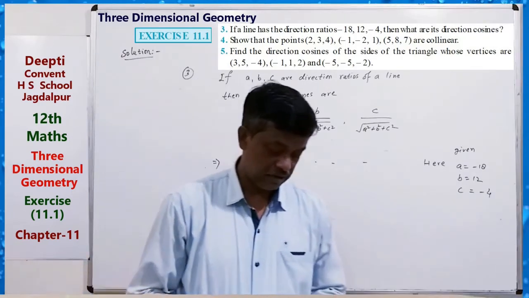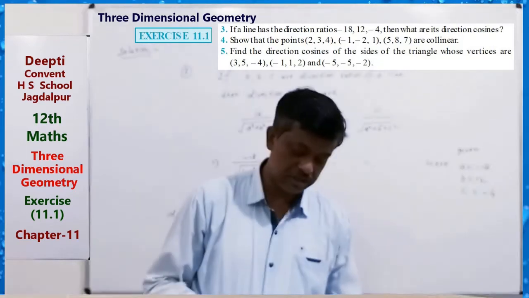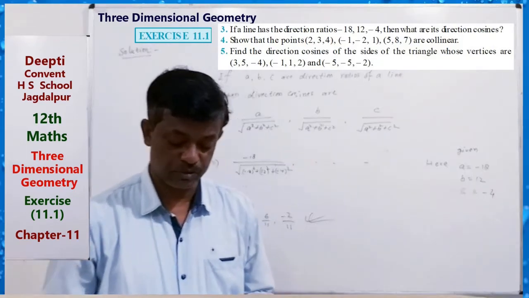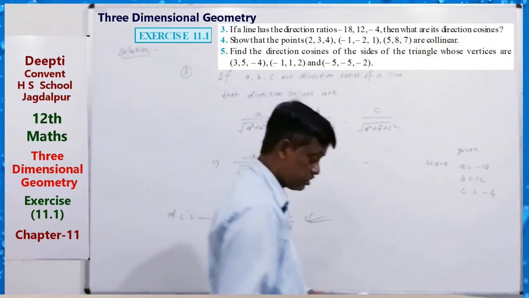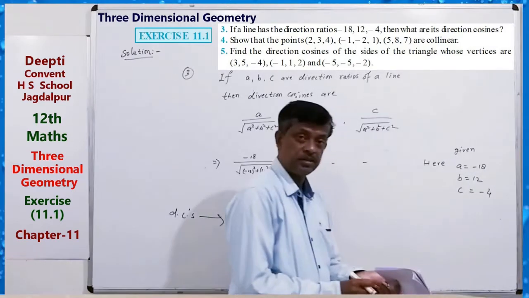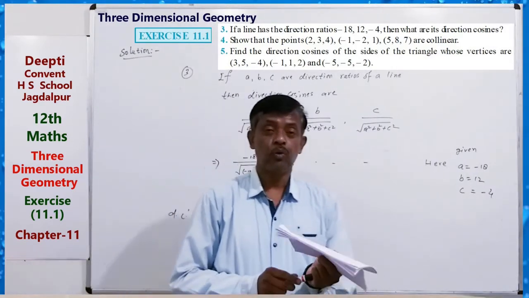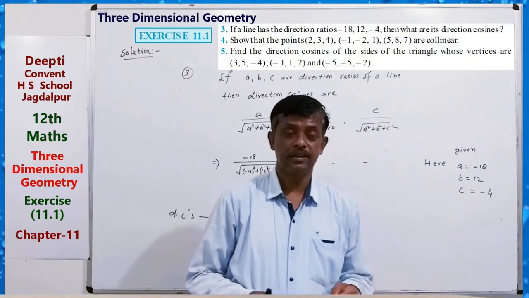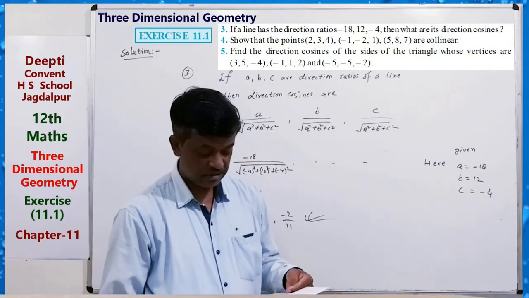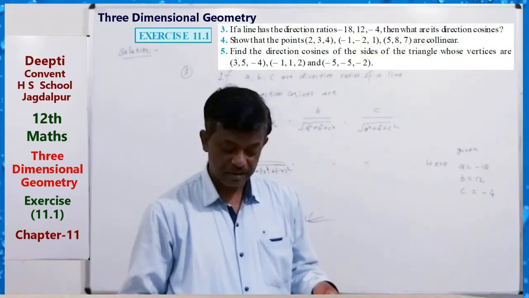Okay. Now question 4, show that these points are collinear. Collinearity means what? Direction ratios of collinear lines, what should they be?